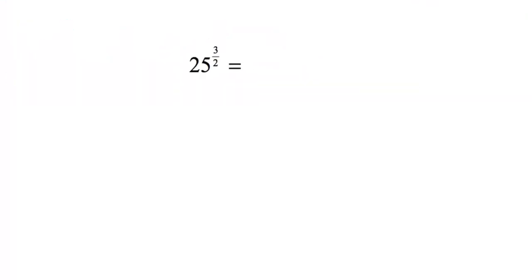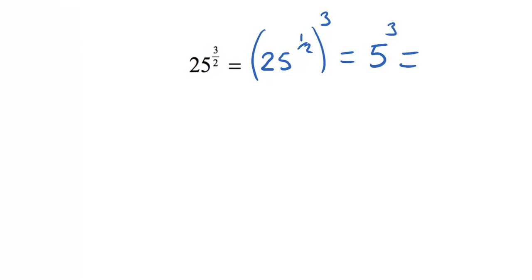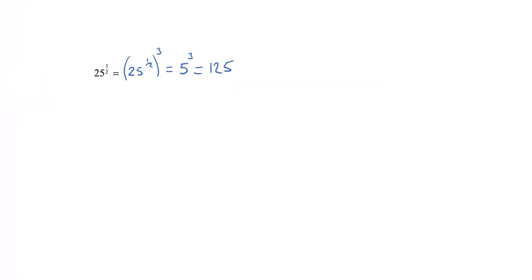Let's try this one. 25 to the power of 3 over 2. So we're going to split this apart. We're going to say this is 25 to the half cubed, okay? Because 3 over 2 is a half times 3, and we can split that up using that third law of exponents. Well, 25 to the half means the square root of 25, and we should know that that is 5. 5 times 5 makes 25. So what we have here is 5 cubed. 5 times 5 times 5 is 125. So there is our answer for that one.